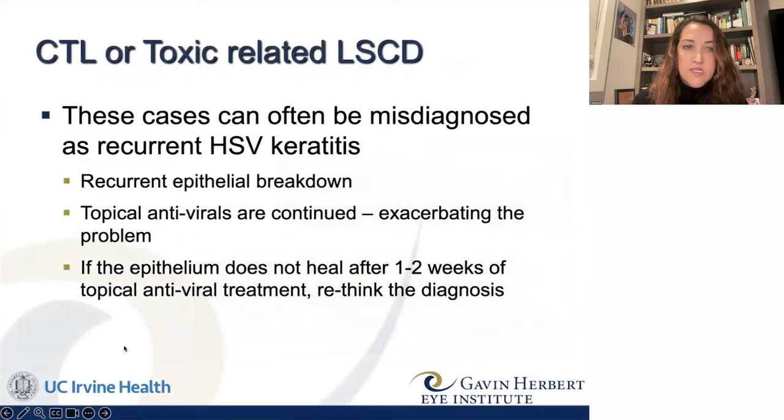So a lot of these earlier stem cell problems can often be misdiagnosed as herpetic keratitis because they cause a breakdown of the epithelium and recurrent ulcerations on the cornea, and if the topical antivirals keep getting reintroduced, that actually exacerbates and worsens the problem. So my rule of thumb is if the epithelium does not heal after 1 to 2 weeks of topical antiviral drops, then perhaps the diagnosis is incorrect and we need to think about something else.